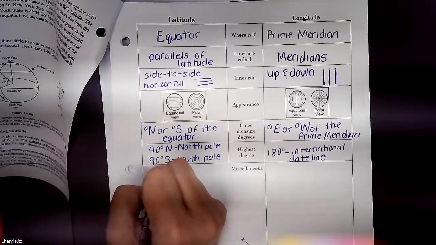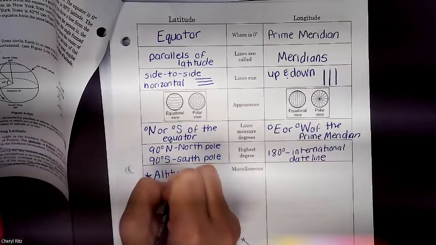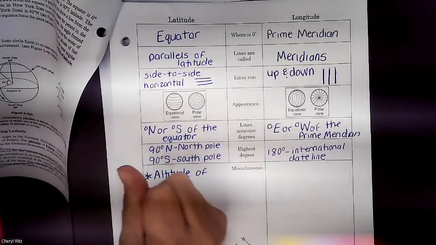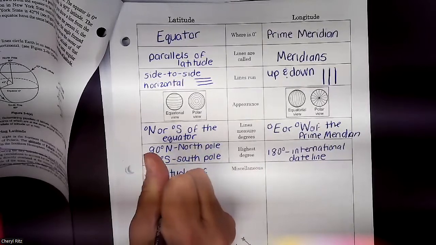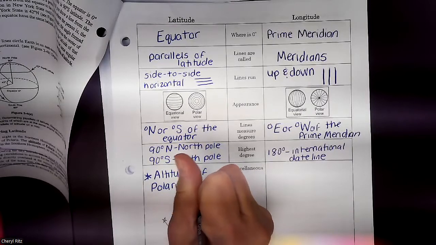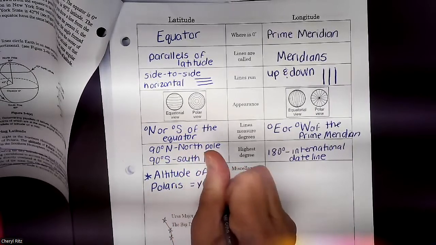We need altitude of Polaris equals your latitude.